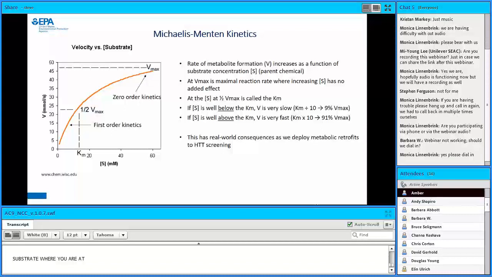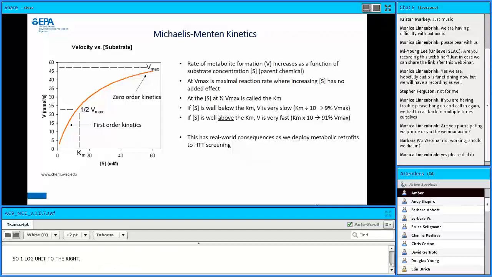And so the upshot of this is, if our test compound concentration is well below the Km, to the left of that vertical dashed line, then the reaction is going to be very slow. If we're 1 log unit below the Km, we're only operating at about 9% of the maximum velocity, so the reaction is going very slow. On the other hand, if we're well above the Km, then the velocity increases towards the Vmax. If we're at 10 times the Km, so 1 log unit to the right, then the reaction is occurring at 91% of its theoretical maximum.